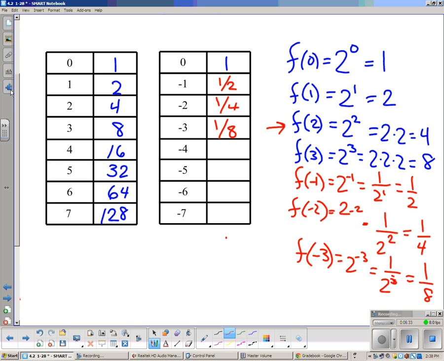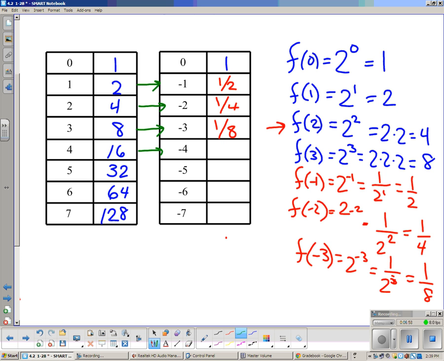So what you should start to notice is that we have a pattern going on here. When we look at +1 and -1 in this function, values were 2 and 1/2, 1/2 being the reciprocal of 2 and vice versa. The same thing happened with 2 and -2. We have reciprocals. 3 and -3, we have reciprocals.